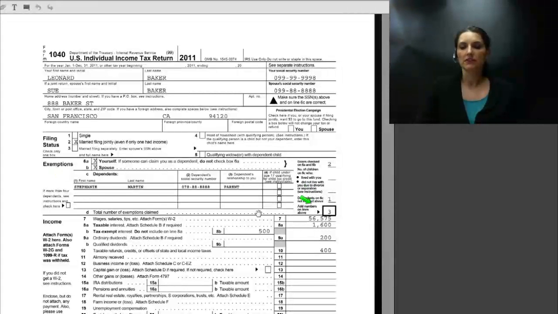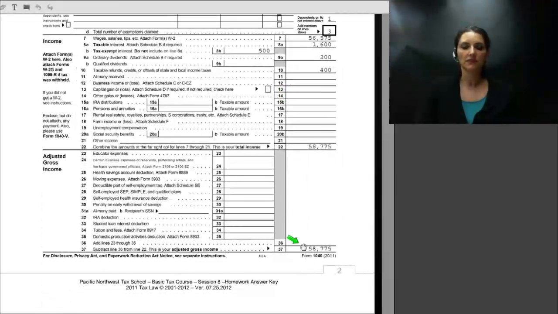We then have Leonard Baker's W-2 in the amount of $56,575, and we had Box 1 and Box 3 interest combined in the amount of $1,600. Since $1,600 is more than $1,500, we will need to complete and attach Schedule B. On line 8B, we enter the City of Fresno interest. That's a tax-exempt interest. On line 9A, we enter the non-qualified dividends that were received. And on line 10, we enter the taxable refund that the Bakers received. Their total adjusted gross income is $58,775.